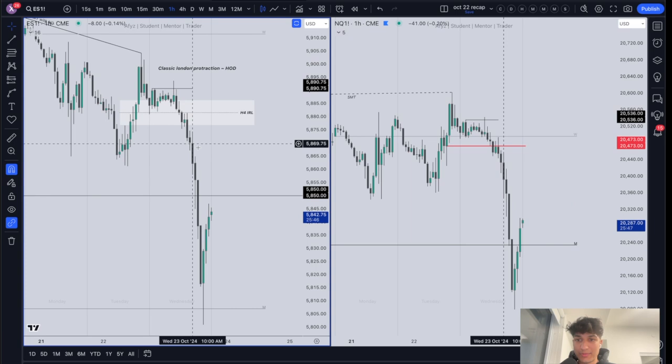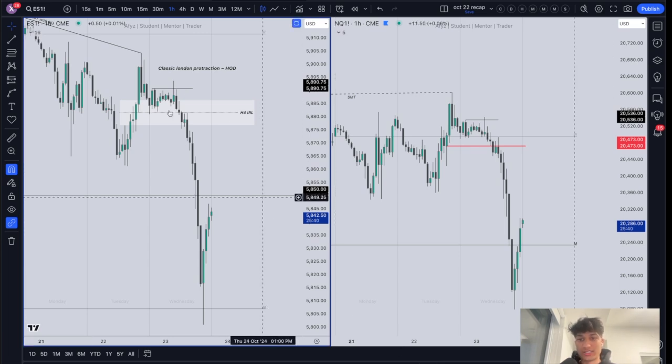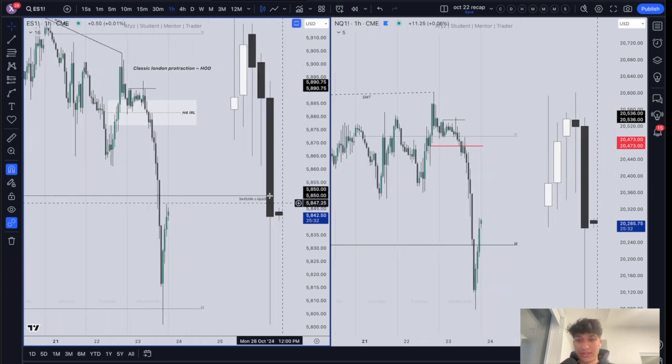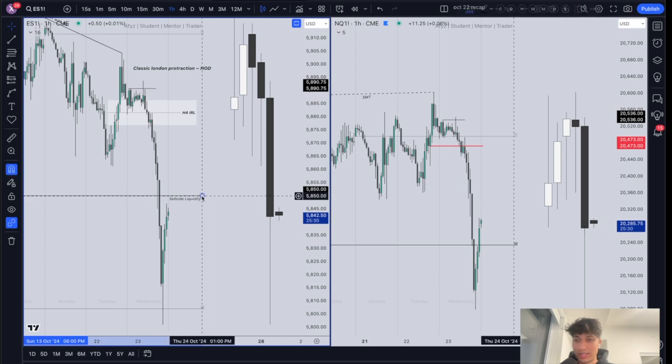Now, how did I align myself with this order flow? Well, because I was looking to trade a continuation of order flow, what I wanted to see was once this 4-hour internal range started to get displaced through, I was looking for some sort of continuation model in the New York session, specifically aiming for this sell-side liquidity.